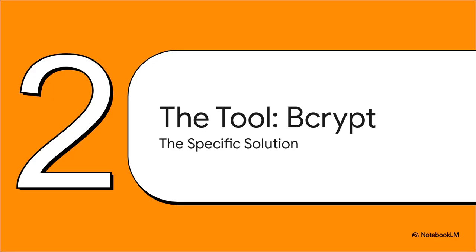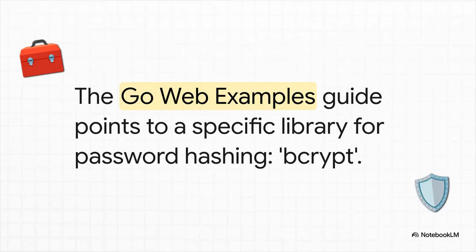Okay, so that's the theory. But how do we actually do this in Go? Well, our source material points us to a very specific and really powerful tool for exactly this job. And that tool is the bcrypt library. Now, here's the clever part. Normally, you want your code to be fast, right? Well, bcrypt is designed to be intentionally slow. And that's actually a massive security advantage because it makes it a total nightmare for an attacker to try and guess millions of passwords, what's called a brute force attack. It's an industry standard for a very good reason.